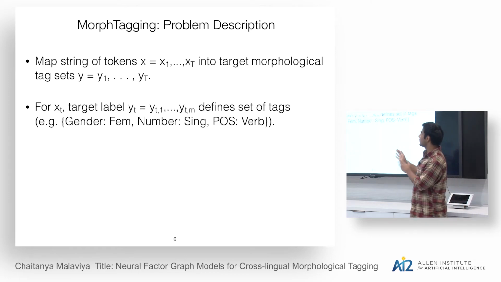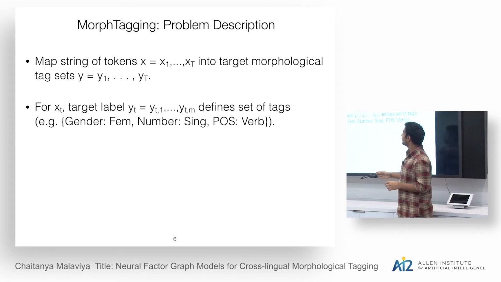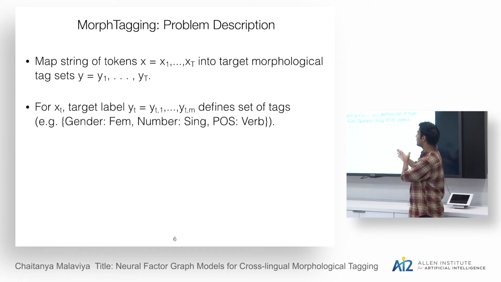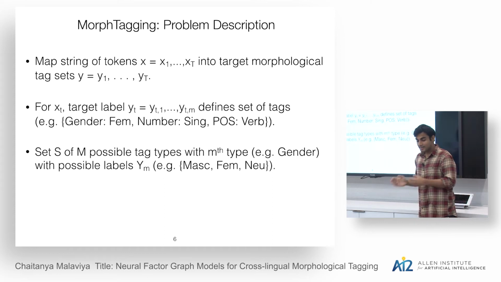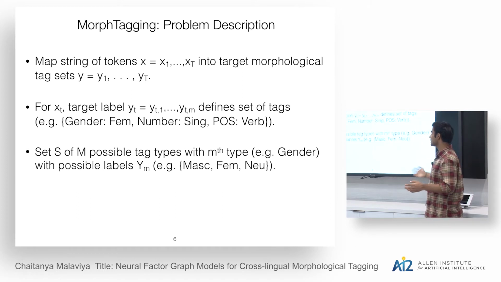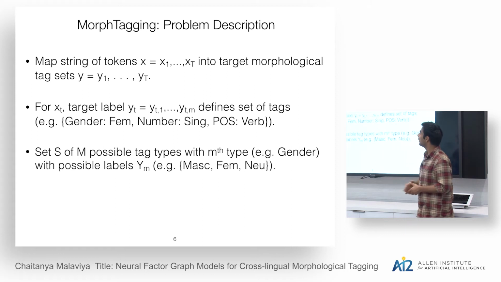So for this task, for each token, we need to generate a target label, yt, where yt varies from yt1 to ytm, where we're given a set S of m possible tag types, with the mth type being gender or aspect or tense, which could take a set of values ym, which for gender could be masculine, feminine, and neuter.